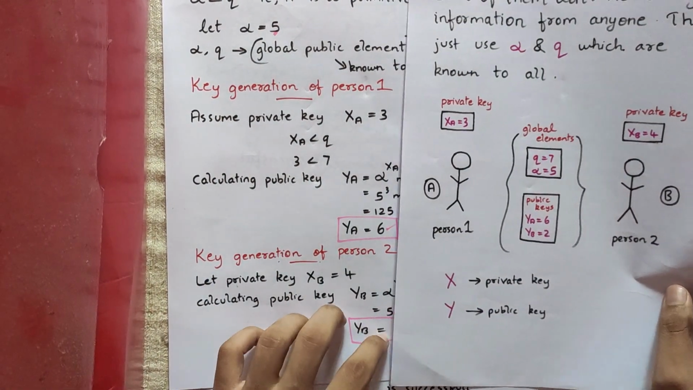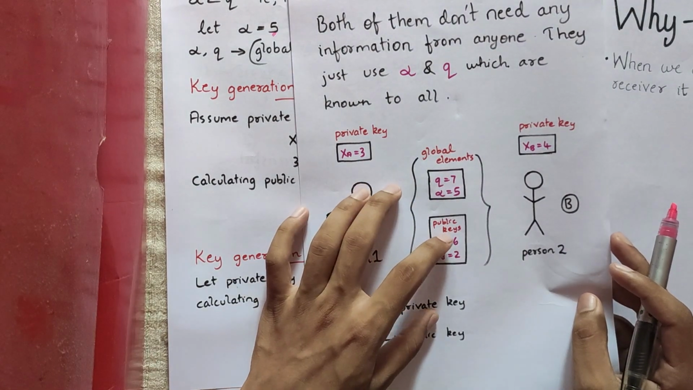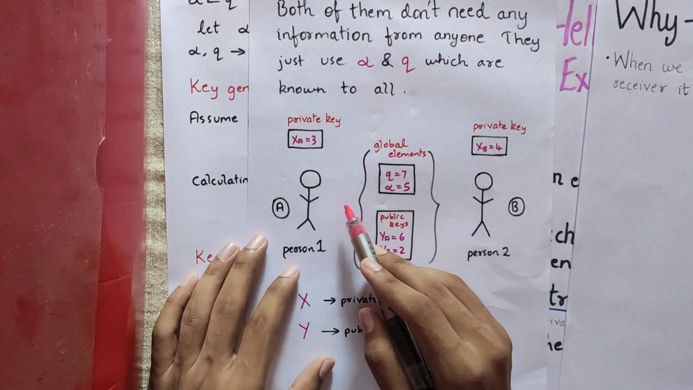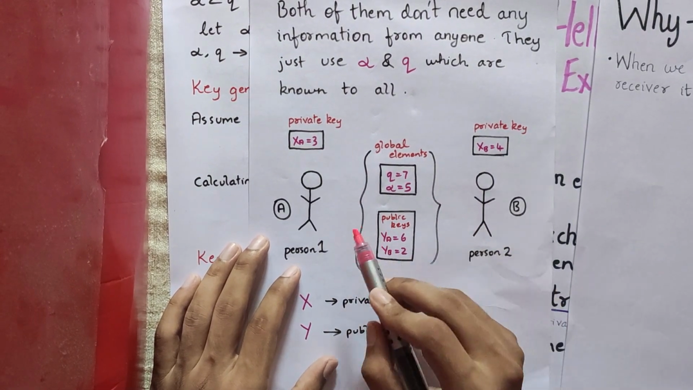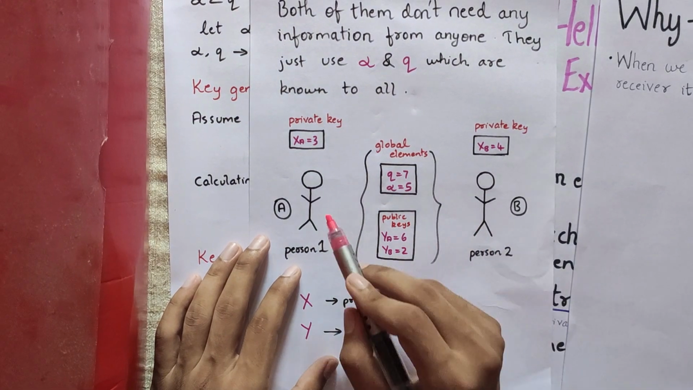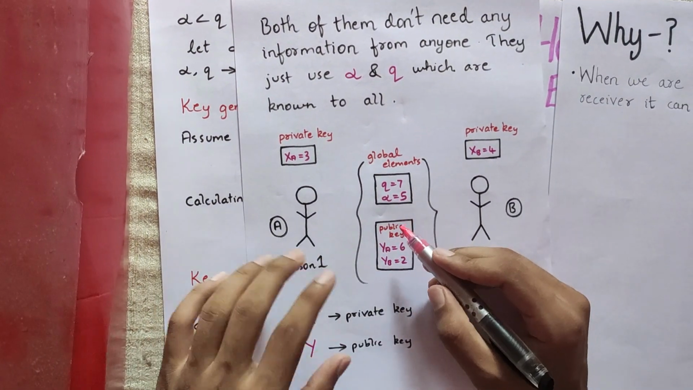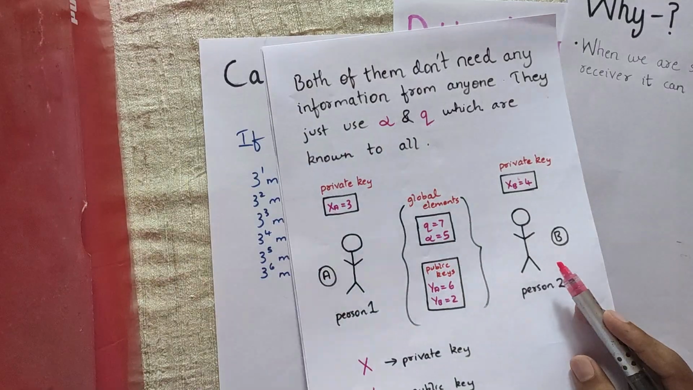We have calculated 6 and 2, and we get 6 and 2 here. And this is the pictorial representation of what is happening between two persons to exchange a key securely using Diffie-Hellman. So in the algorithm, the next step is to find the secret keys.